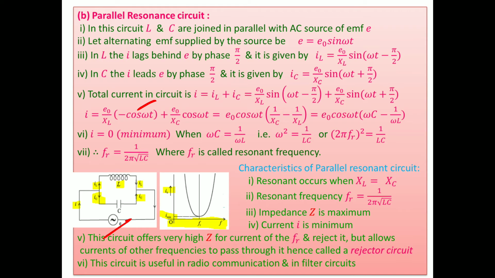So FR equals 1 upon 2 pi square root of LC, where FR is the resonant frequency. Then what are the characteristics? Again, same thing: the reciprocal of the inductive reactance equals the reciprocal of the capacitive reactance, or you can say XL equals XC also. The resonant frequency is again the same, FR equals 1 upon 2 pi square root of LC.